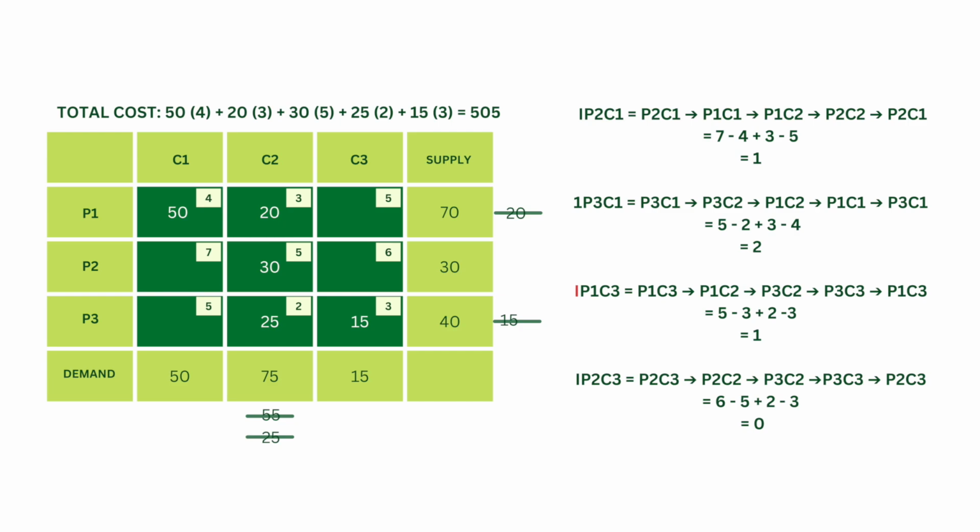P1C3 equals P1C3, P1C2, P3C2, P3C3, P1C3, or equal to 5 minus 3 plus 2 minus 3 is equal to 1. P2C3 equals P2C3, P2C2, P3C2, P3C3, P2C3 is equal to 6 minus 5 plus 2 minus 3 is equal to 0.